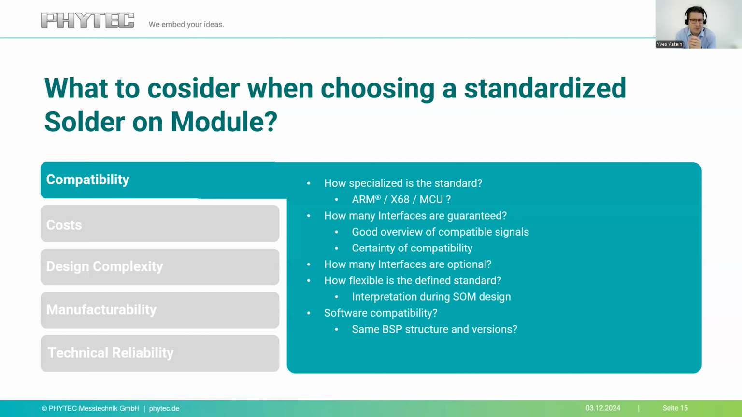And another thing is software compatibility. It's important to make sure that, since typically today in embedded design, the effort of software development is about 50% compared to hardware design efforts, it doesn't make sense to want to be compatible and save cost by having pin-compatible system on modules and then have a lot of problems with completely different BSP structures, BSP versions, kernel versions, and so on, having to do a complete software redesign. That can be quite inconvenient.